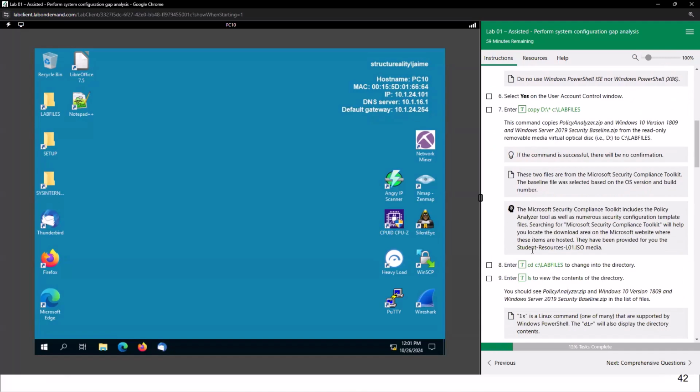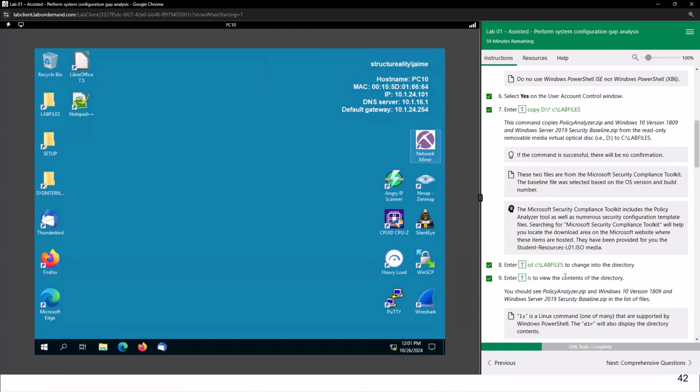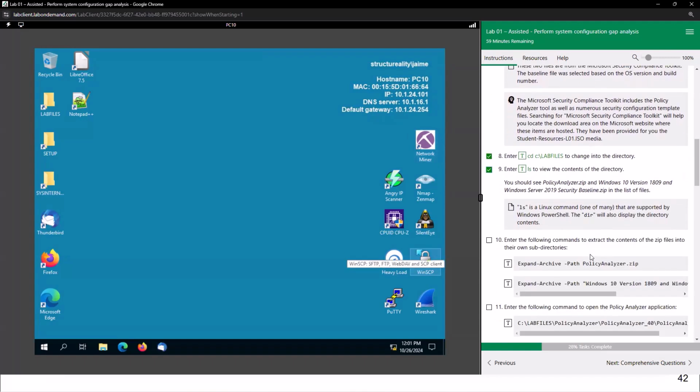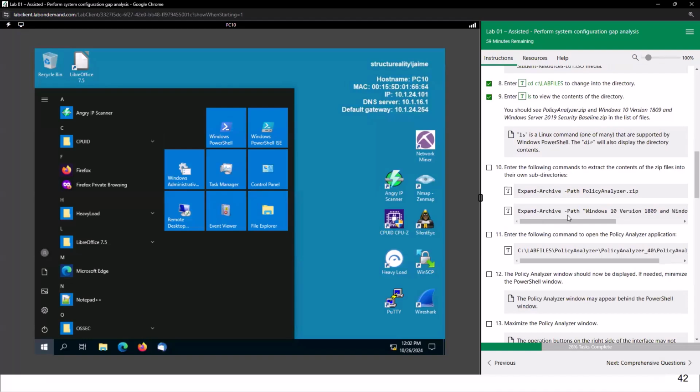And as you can see, there's a little tab here that keeps going up, telling you where you are. That's pretty cool. As you're walking through it, they tell you what to do, you come right here, you do it. They tell you what to do again, you come right here, you do it.